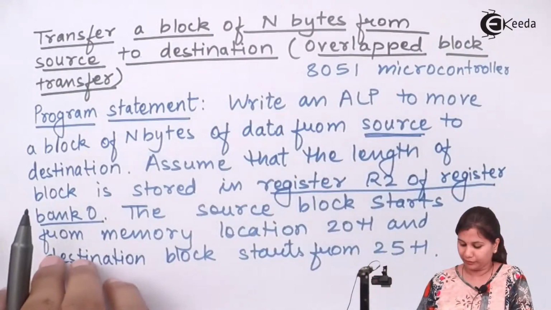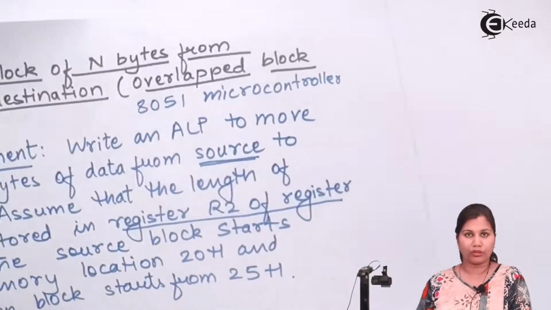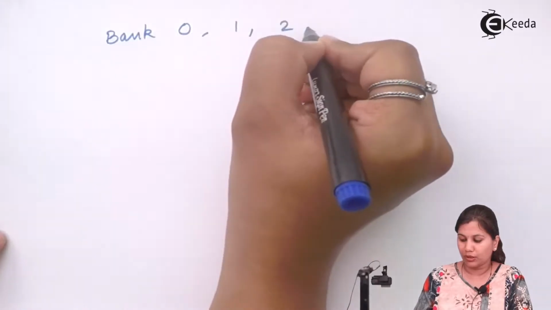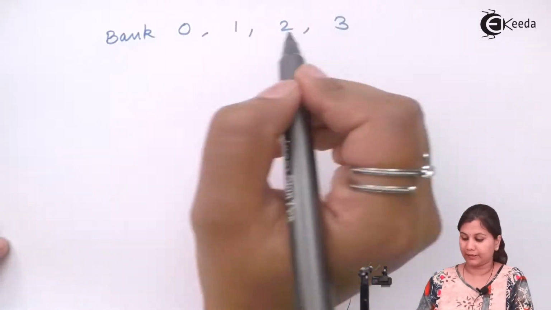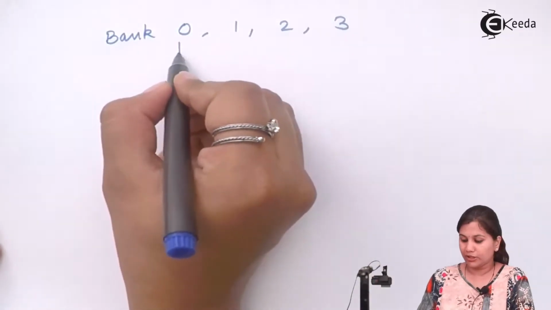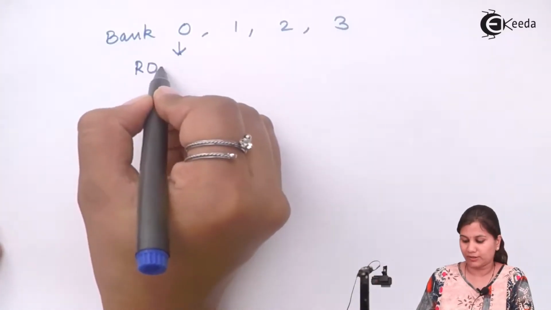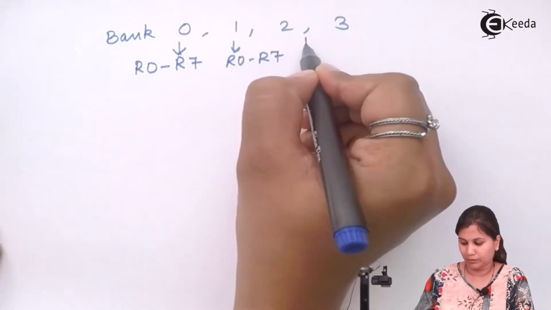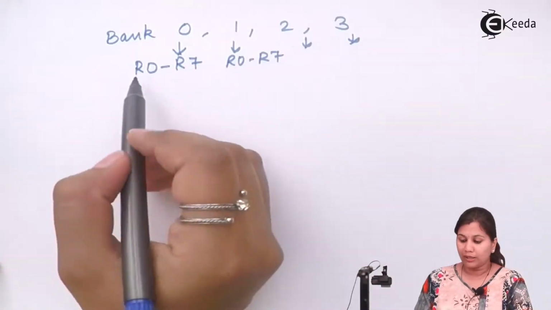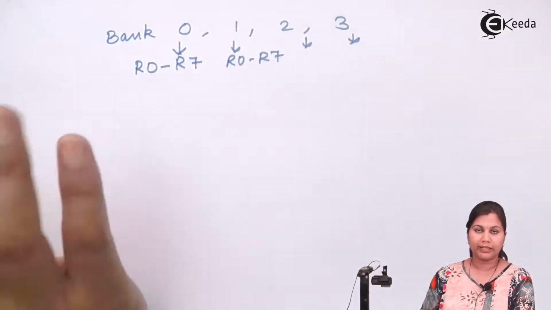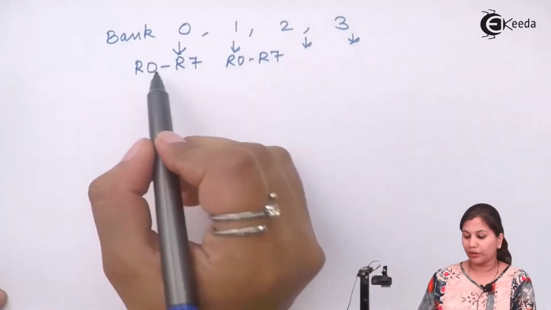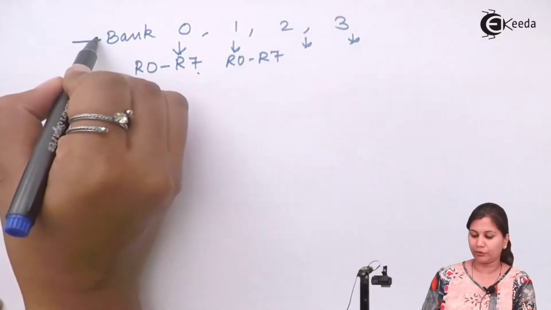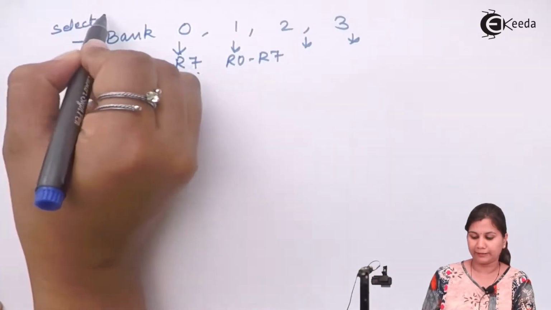In the 8051 microcontroller, we have 4 register banks: Bank 0, 1, 2 and 3. There are 4 register banks. Now each register bank has 8 registers from R0 to R7. These registers can be used to store the data in the programs. So if we want to use the registers of any of these register banks, first of all we have to select that register bank.